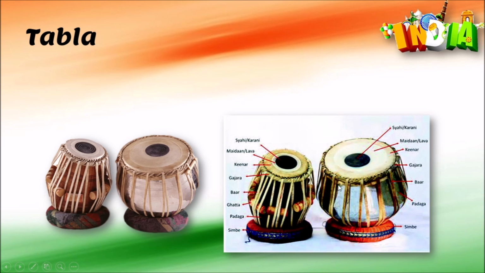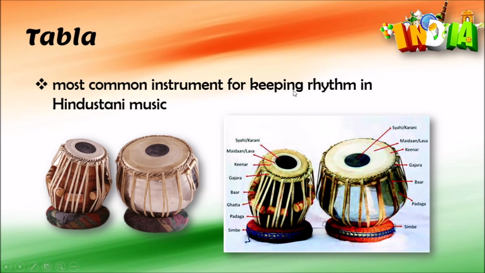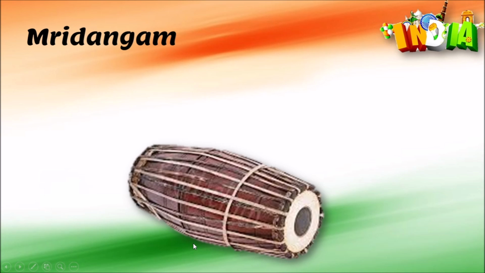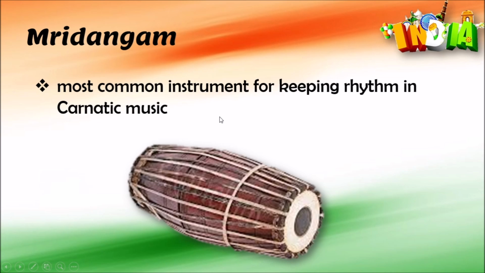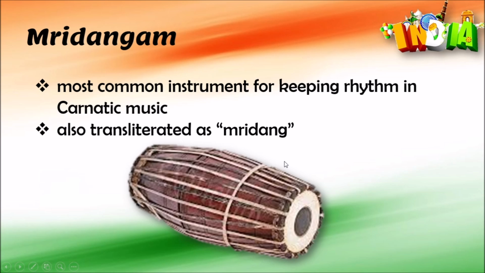Tabla. These are the parts of the tabla. It is the most common instrument for keeping rhythm in Hindustani music. Next, Mridangam. It is the most common instrument for keeping rhythm in Carnatic music. It is also transliterated as Mridang.